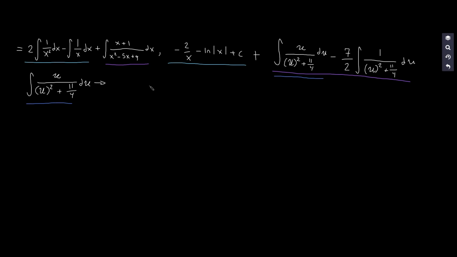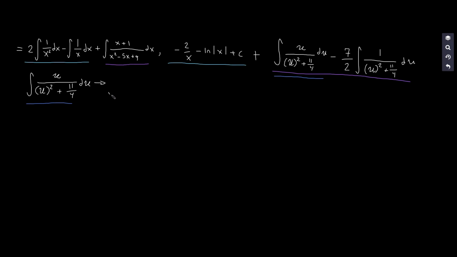Let's say we wanted to do substitution, and we set the substitution variable to u squared plus 11 over 4. Well, the derivative of u squared is 2u, and the derivative of 11 over 4 is 0. So the derivative is 2u. And in the numerator, we don't have 2u, we have u, which is a multiple of it, but just a partial multiple.